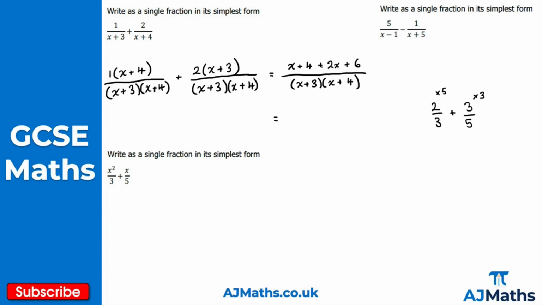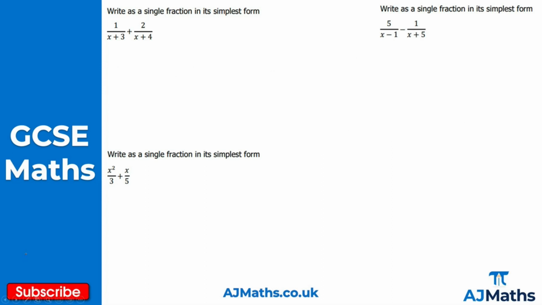So I've got x plus 2x, so all we're doing here is collecting like terms. So x plus 2x gives me 3x, and 4 plus 6 gives me 10. So we get 3x plus 10 as our numerator, and then don't forget your denominator here. So I'm going to get x plus 3 times x plus 4 there. Okay, and there we have it. So that's our single fraction in its simplest form. Okay, and that's our solution to the first question. So what I'm going to do now, just so we've got enough room for the second one, is clear the screen.